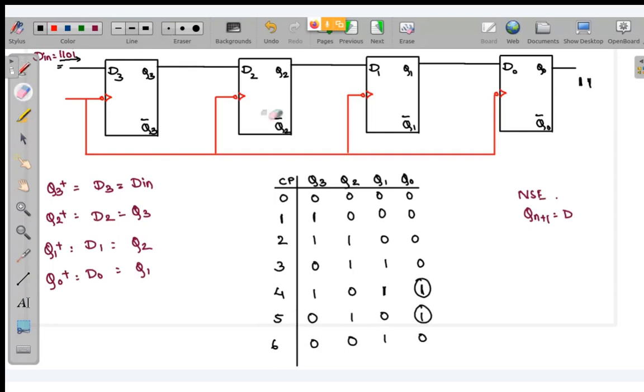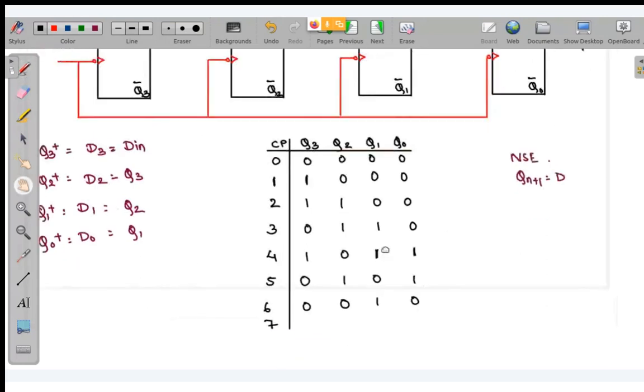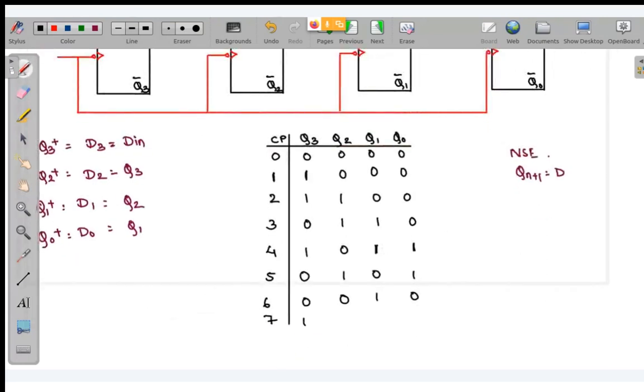So I will not be drawing over here, because I want to show you something else also. So at the 7th clock pulse, one more 0 will be entering and this will be 1.